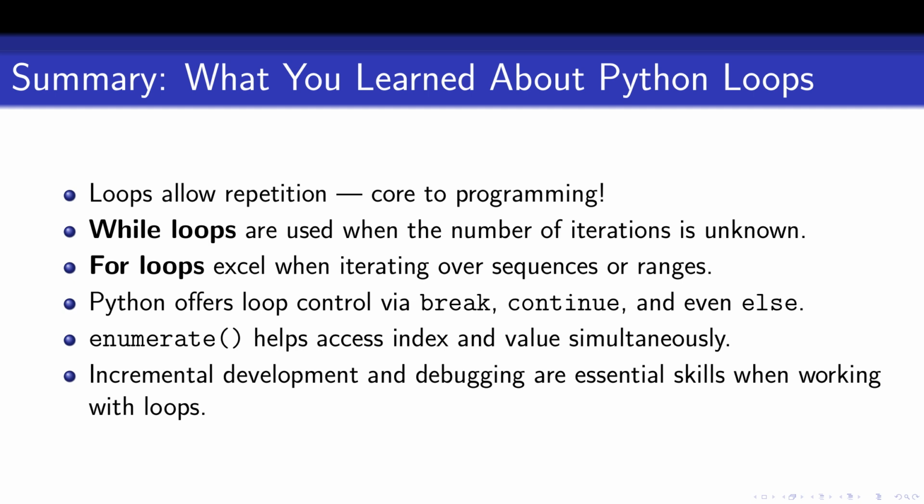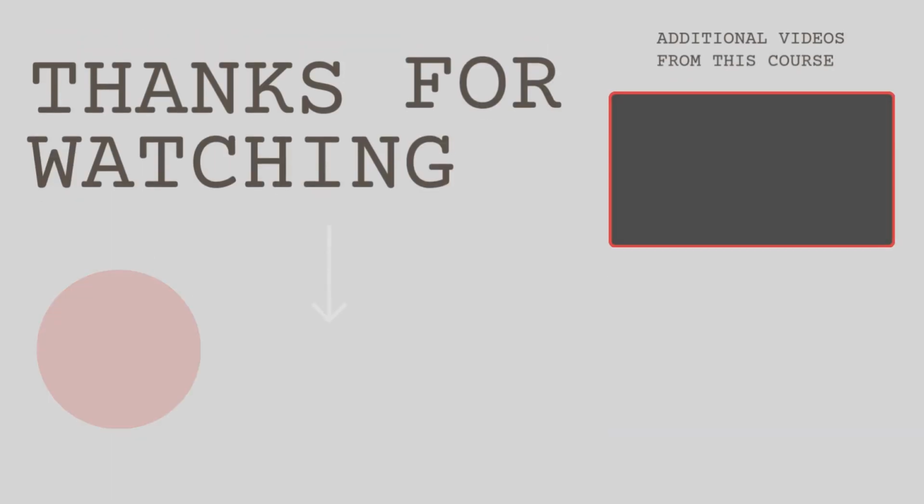We also looked at enumerate, which provides a clean way to access index and value simultaneously during iteration. Finally, the idea of incremental development, writing and testing code in small steps, was emphasized as a critical practice for building robust and maintainable programs. Mastery of loops and related control structures gives you the ability to write powerful, flexible code that can solve a wide range of problems efficiently and clearly.